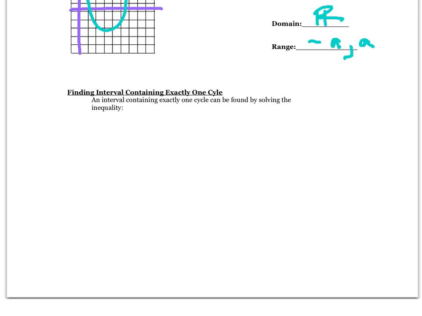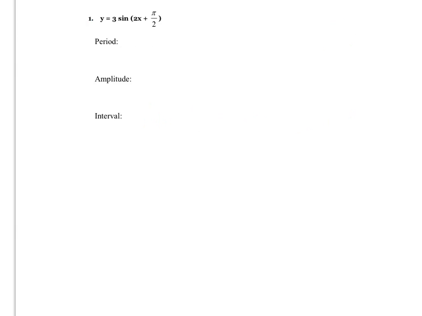And then the last thing we need to look at is we're going to have to find an interval, because we're only going to graph one cycle. So to find our interval, we're going to have to solve the inequality: 0 is less than or equal to bx plus c is less than or equal to 2 pi. So this is all the information we need to graph the sine and cosine curves.